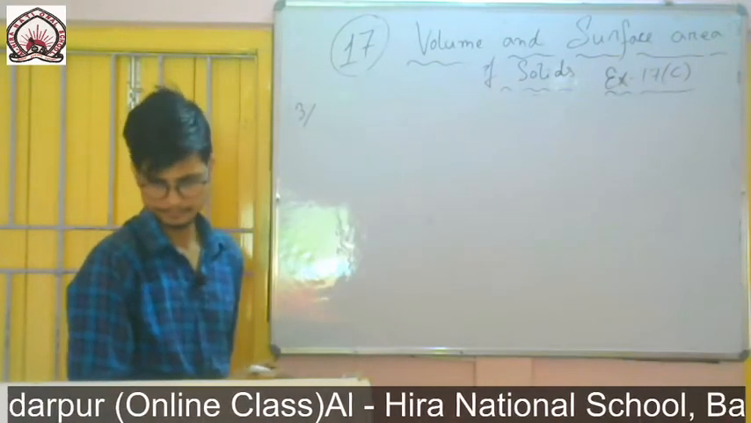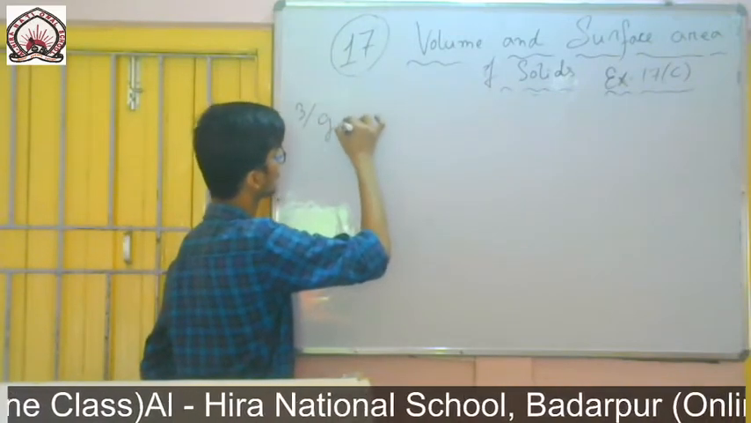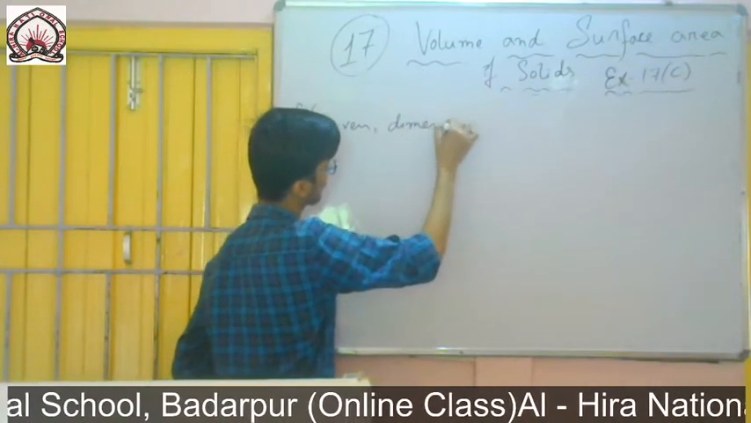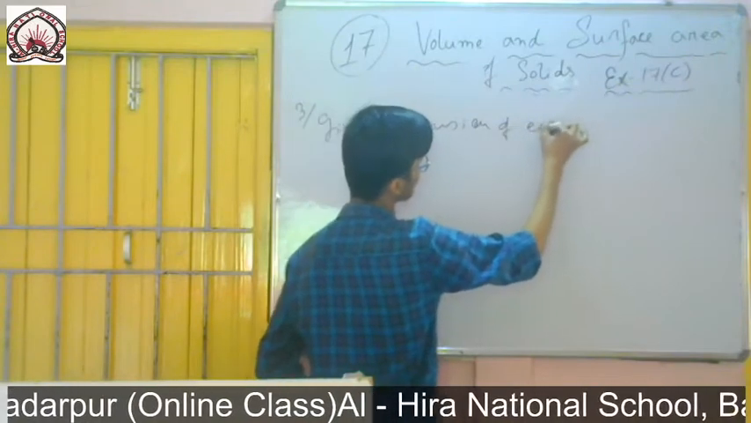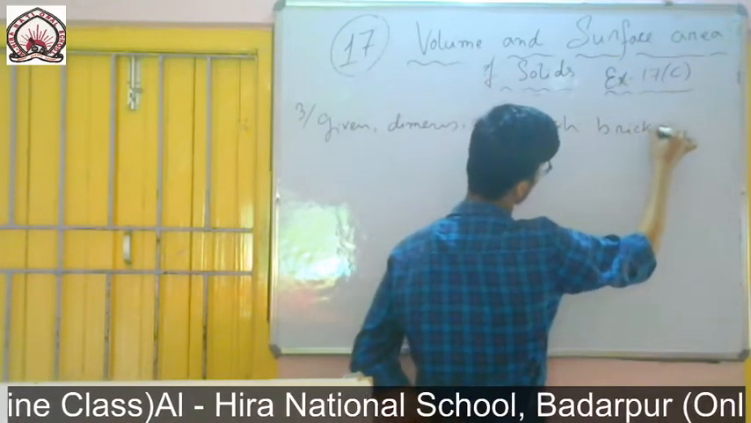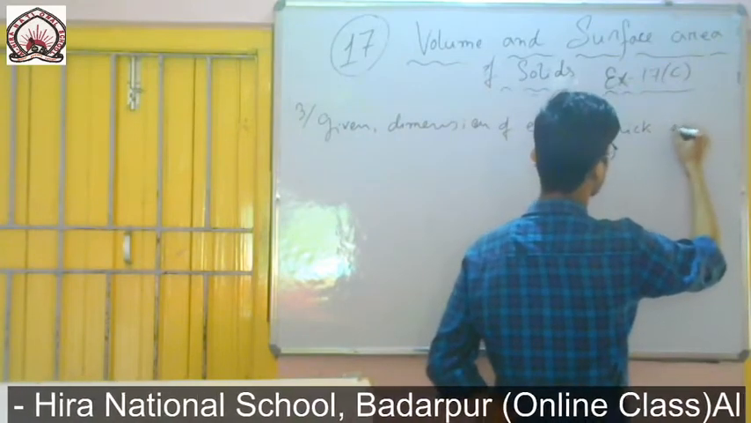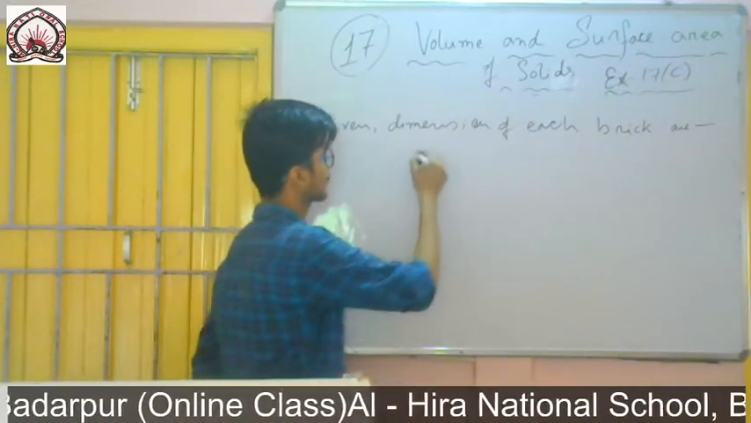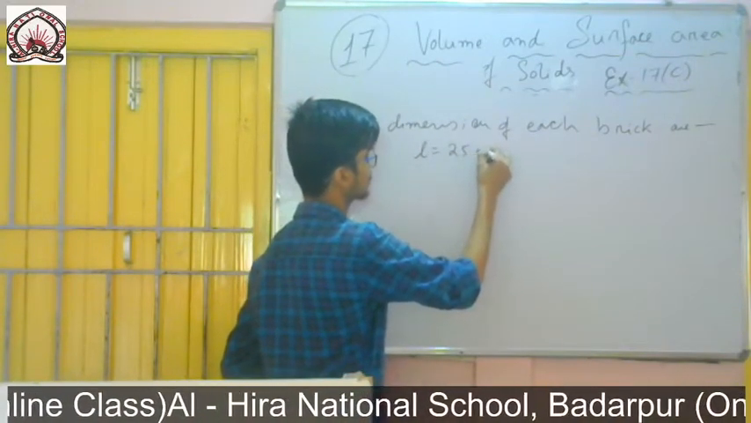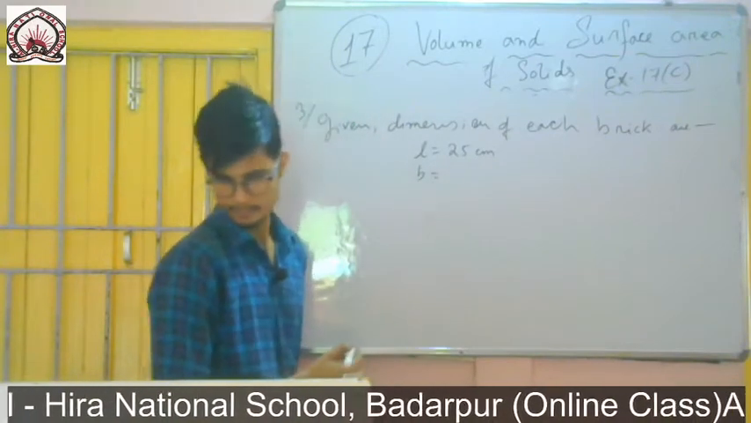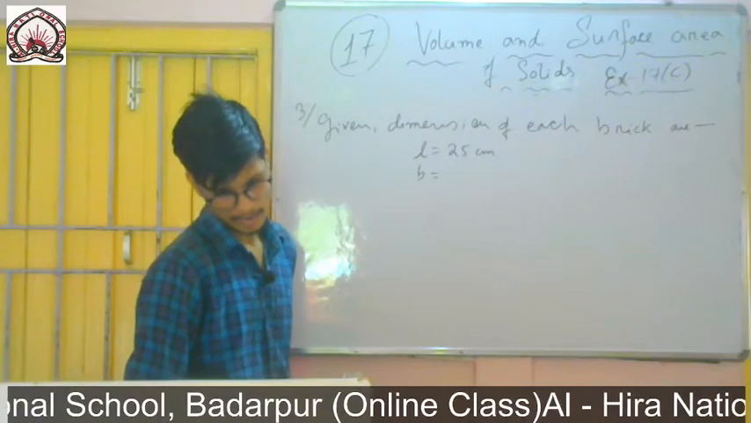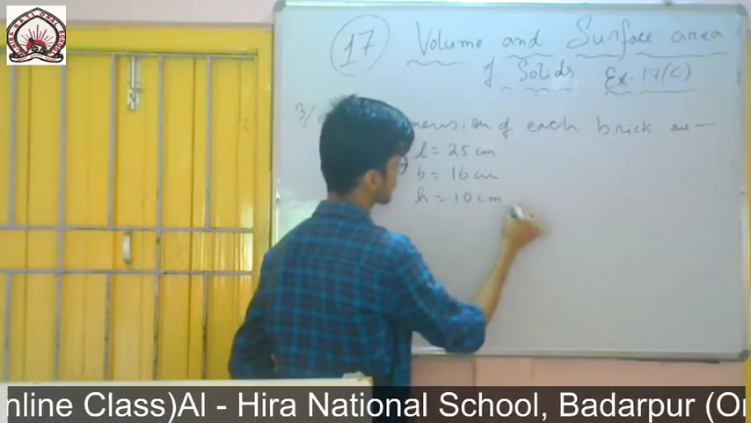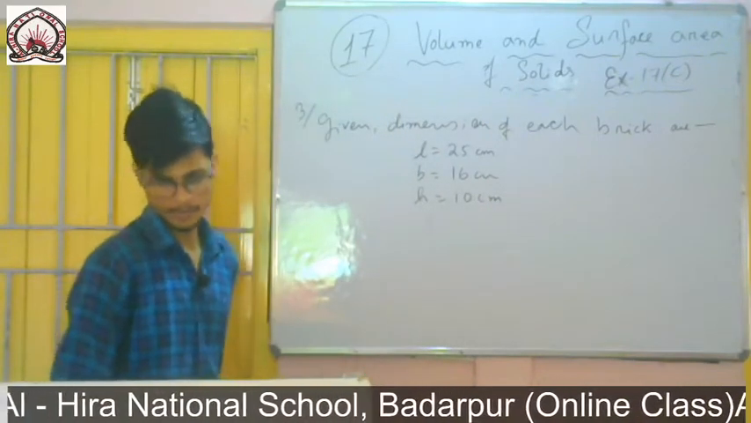Question number 3. Given dimension of each brick: length is 25 centimeter, breadth is 16 centimeter, and height is 10 centimeter. Length, breadth, and height are given. So now I will find the volume of each brick.